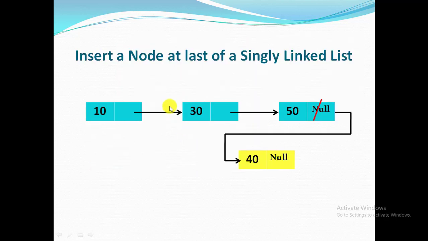Then we'll see insert a node at the last of singly linked list. Suppose this is the linked list which contains 10, 30 and 50. First the link part contains null, but whenever we are inserting a new node at the end, this is the new node which contains the element, here we have to assign the link equal to null, and the link of 50 has to be provided to 40. So in this way we can insert a new node at the end of the singly linked list.